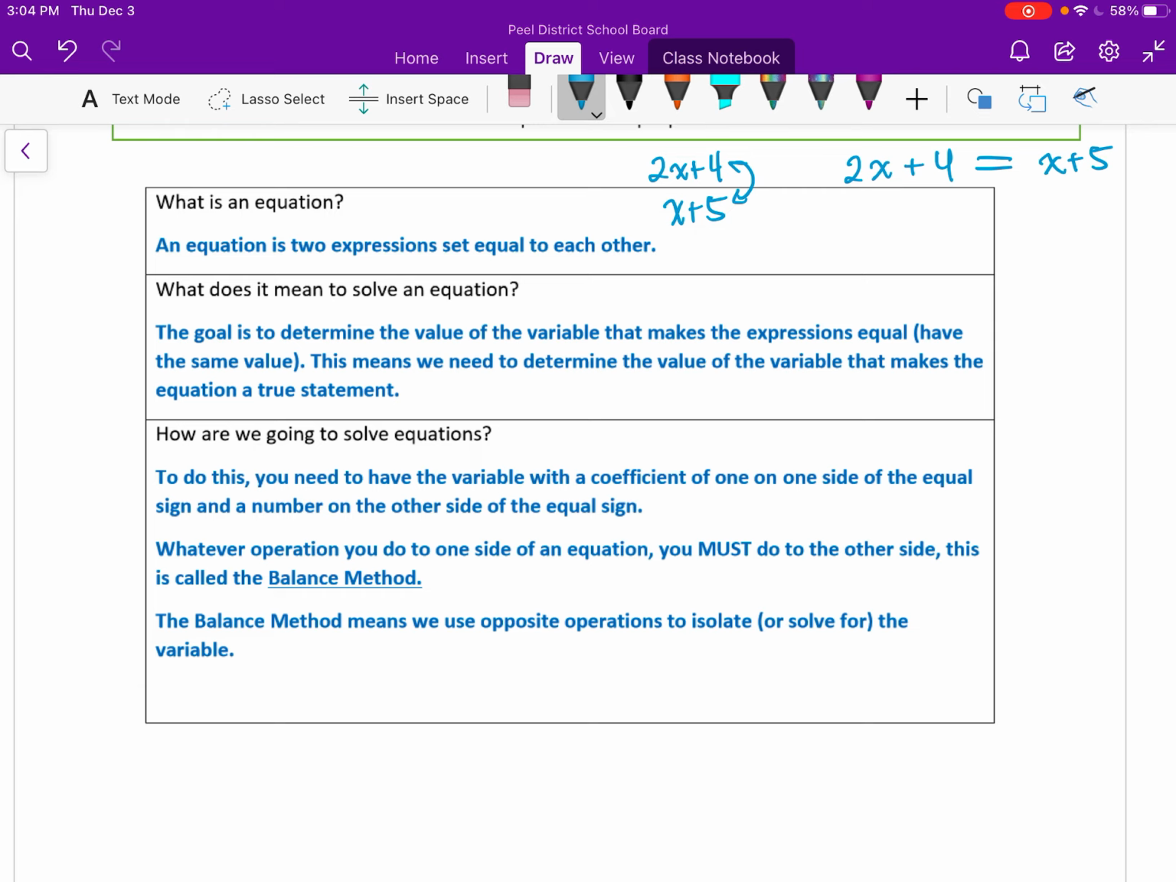The balance method just means that we can use opposite operations. Our operations, just like this is a language, are plus, minus, multiply and divide. Those are the operations we use to isolate or solve for the variable. When I'm asking for isolating, I want the variable on its own. So these are two things that we can be asked when we're asked to solve an equation.